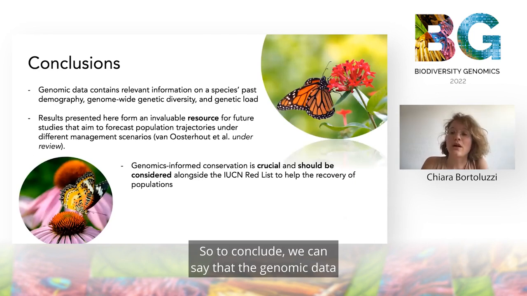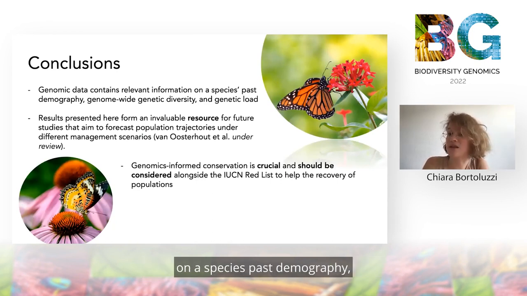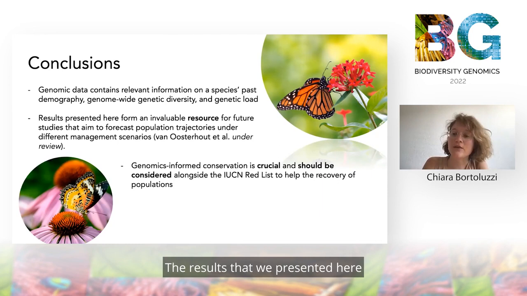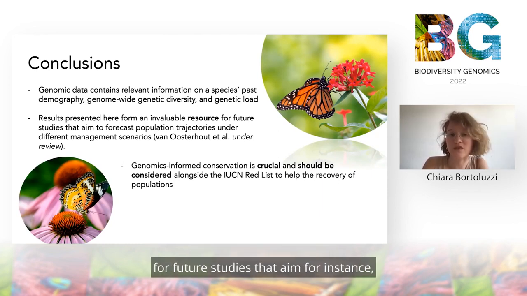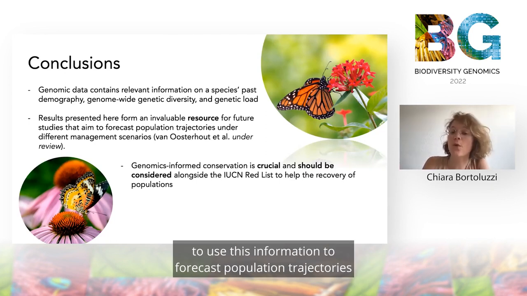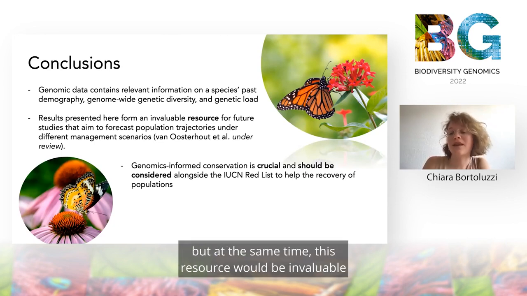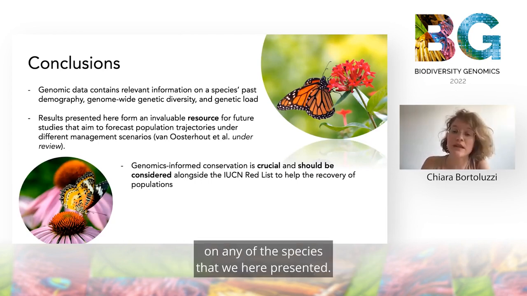So to conclude, we can say that genomic data are very important because they contain relevant information on a species' past demography, its genome-wide genetic diversity, and the genetic load. The results that we presented here will definitely provide an invaluable resource for future studies that aim, for instance, to use this information to forecast population trajectories under different management strategies and scenarios. But at the same time, this resource will be invaluable for future studies on population genomics on any of the species that we here presented.